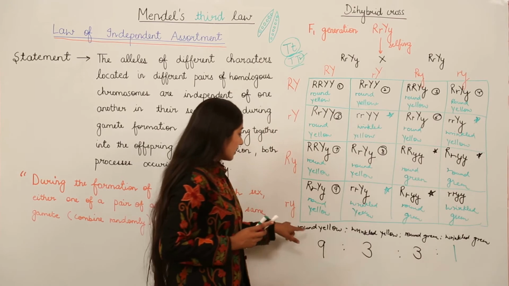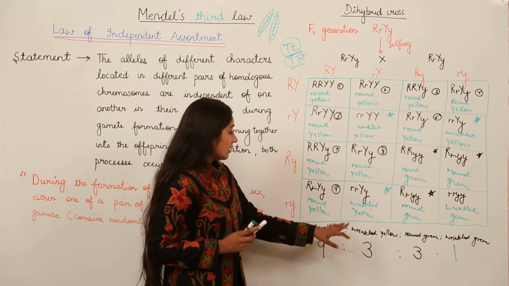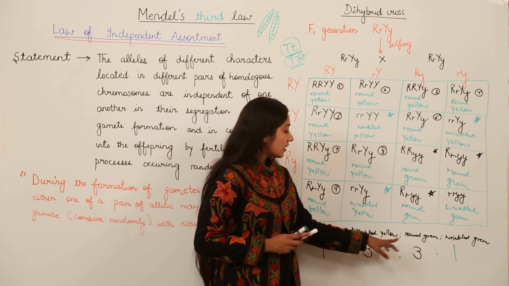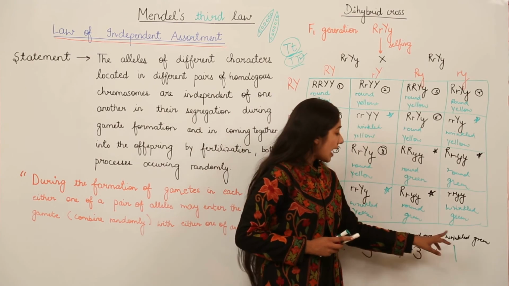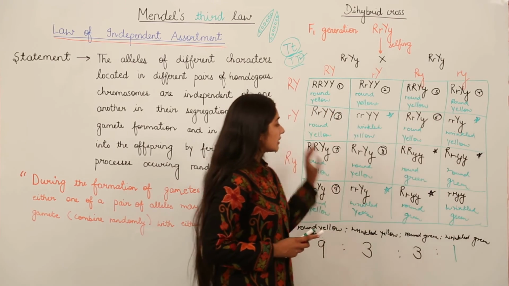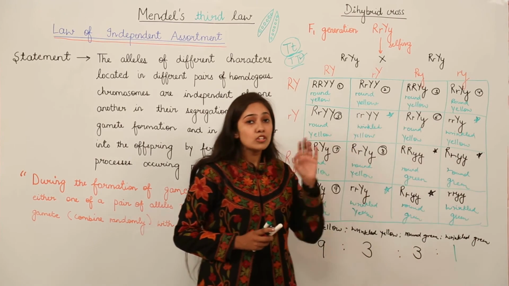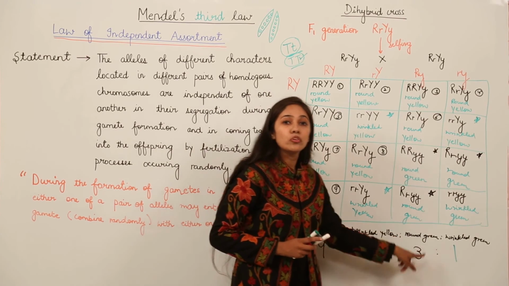So remember, these 9 plants are going to have round seeds with yellow cotyledons. 3 plants out of 16 are going to have wrinkled seeds with yellow cotyledons. 3 plants out of 16 are going to have round seeds with green cotyledons, and 1 plant out of all these 16 is going to have wrinkled seeds with green cotyledons. So the phenotypic ratio for Mendel's dihybrid cross is 9:3:3:1.